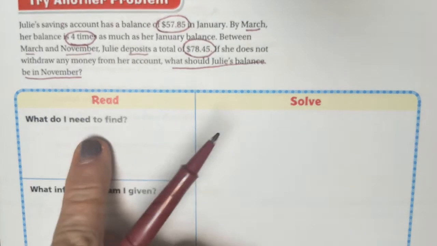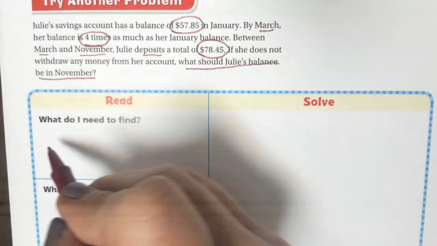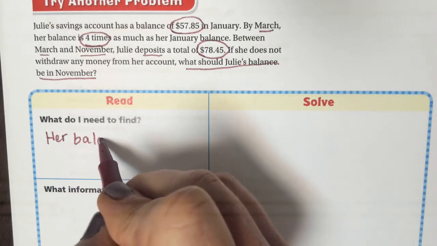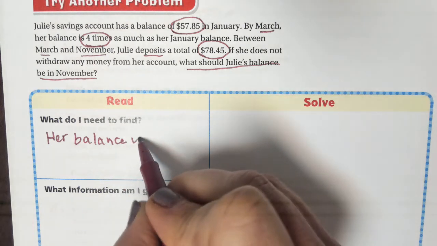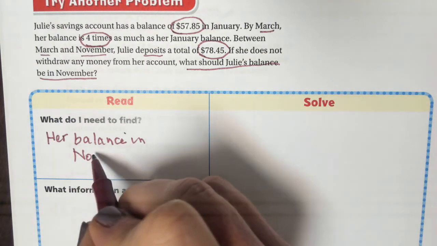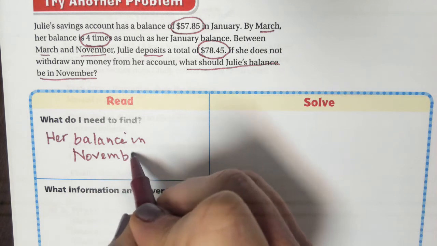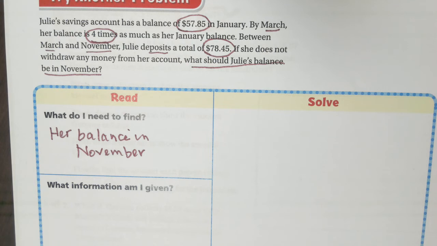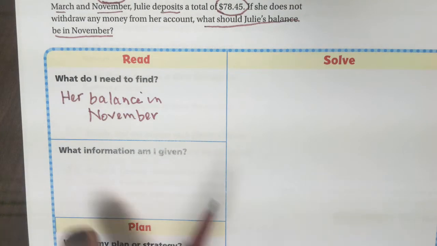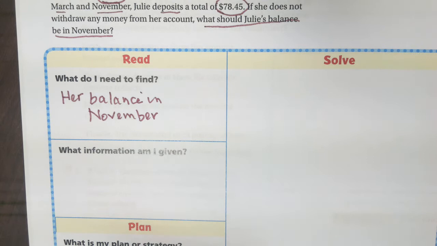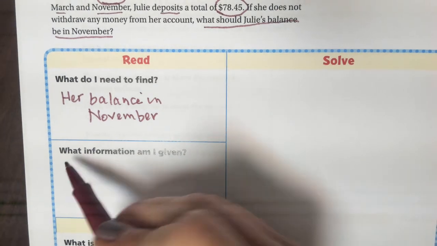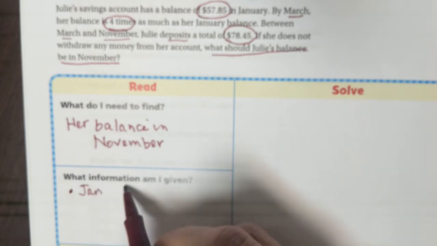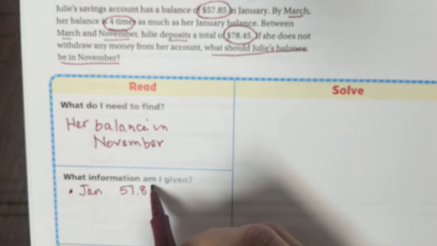Okay, so I'm going to write that sentence right here. What do I need to find? Her balance in November. Okay. Now I'm just going to do bullet points for the information I'm given. Is that okay with you guys? Because I think sometimes when we go to write sentences, it's just too cluttered. So the information that I'm given is she starts in January. So January, her balance was $57.85.